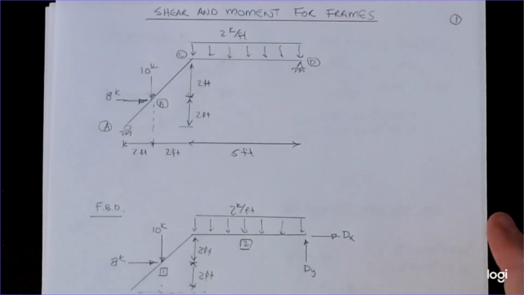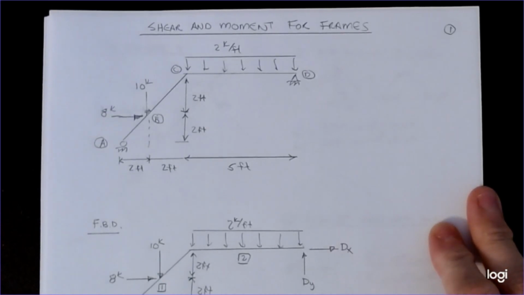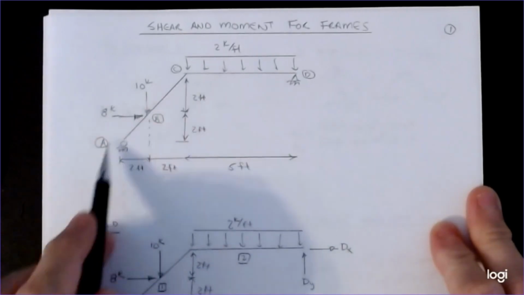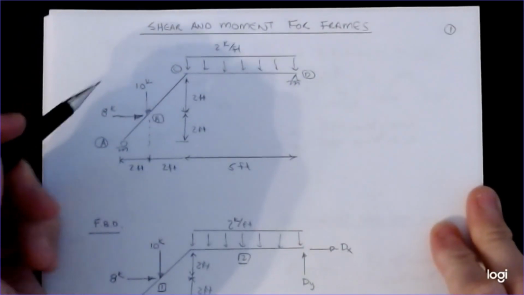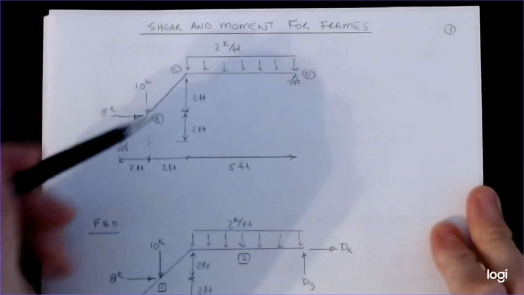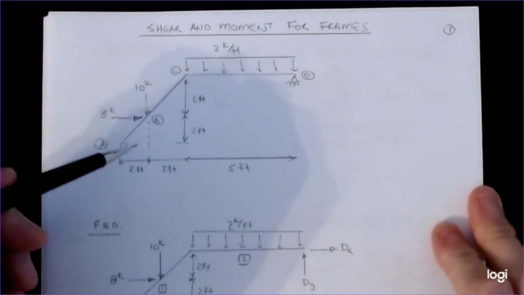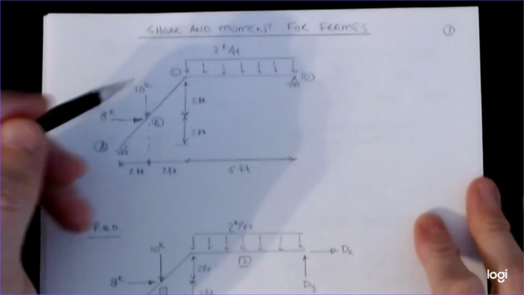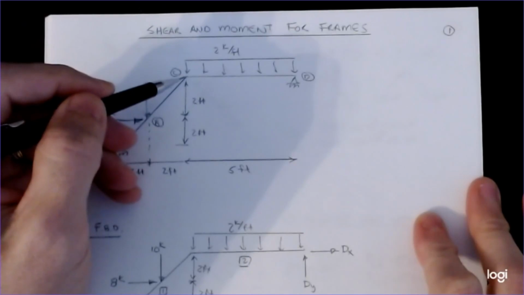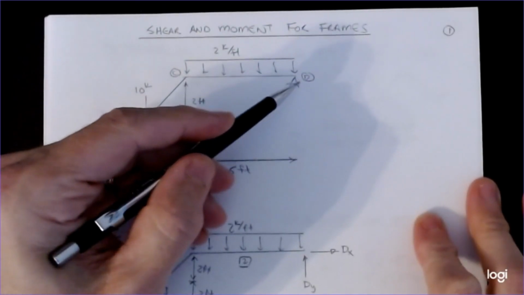So the first example that we're going to look at today is a simple frame that consists of a horizontal beam being supported by a diagonal member. Instead of just being a horizontal beam like we've done before, we now have the effect of this, and this is where the challenge is going to lie. So if we look at it, we have point A is a roller, point C is the connection to the beam, and then point D is a pin support.